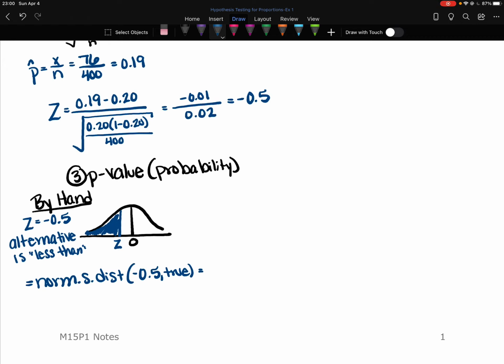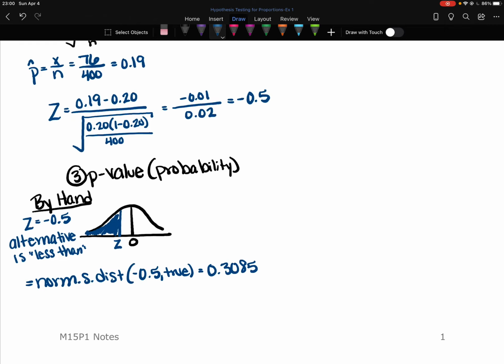And I don't have the answer in front of me, but give me 1 second. I have it on my computer. Nope. 0.3085. Well, we will check that and make sure that that is true in our next part.